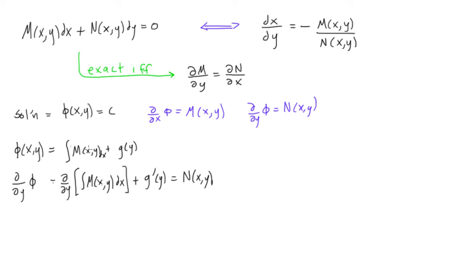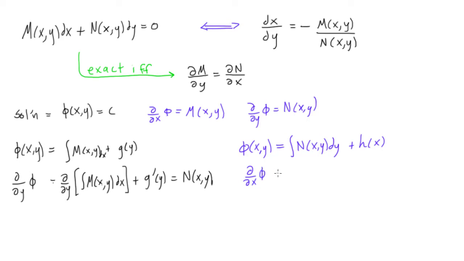Now the other way that we can do this is, here we'll change colors. Instead of using m, we can do the opposite. So we can say that phi, which is a function of x, y, which is our solution, is equal to the integral of n, which was a function of x and y, dy, plus some other function, let's call it h of x. So this will be our solution to the differential equation. Then all we have to do is do the same, but kind of the opposite. So we'll take the partial derivative with respect to x.